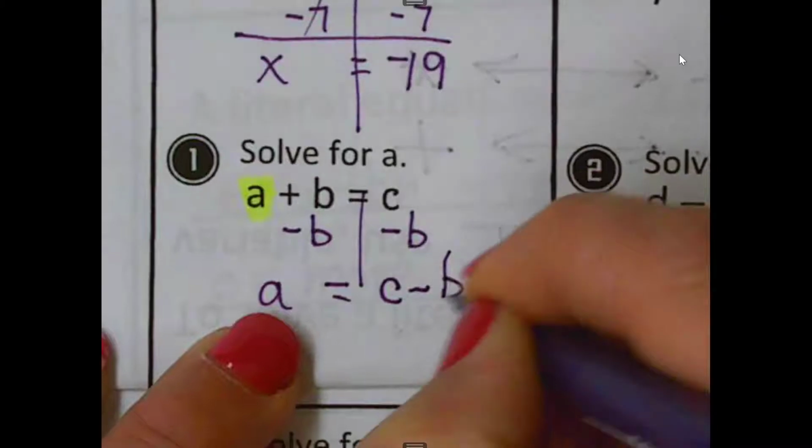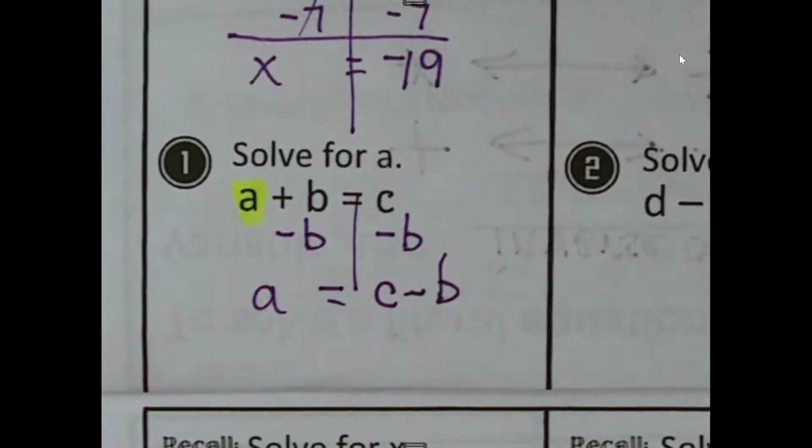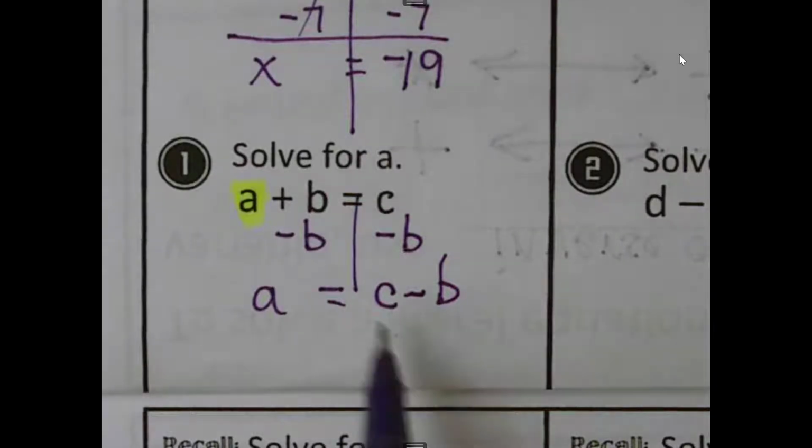Those are not like terms, and so we get answers like that. We're not going to get a specific individual number for an answer. We're going to get answers that have many variables. We'll still have some numbers located in that answer too.